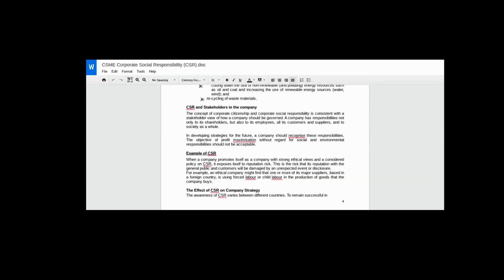So in the stakeholders view of CSR, we are informed that companies should not be socially responsible to only the shareholders, but rather, what happened? A company has responsibilities not only to its shareholders, but also to its employees, the customers, the suppliers, and the society at large. So what we are saying in this caption, CSR and stakeholders, is that the company's social responsibility must not be only directed to the shareholders alone, but must be extended to other stakeholders.